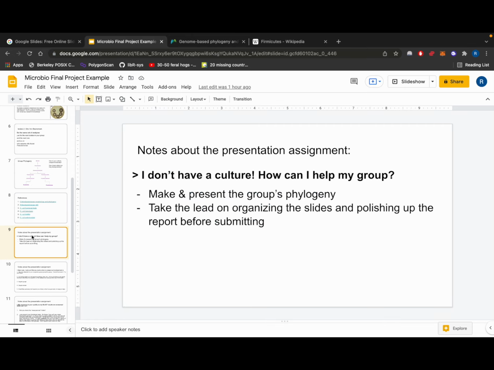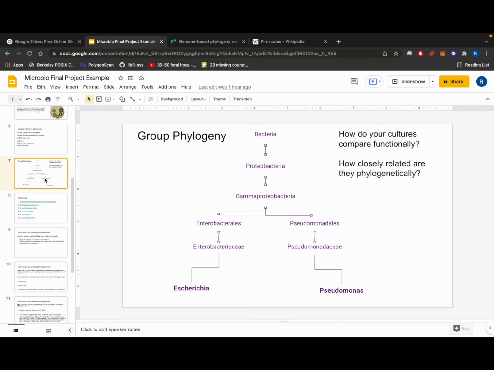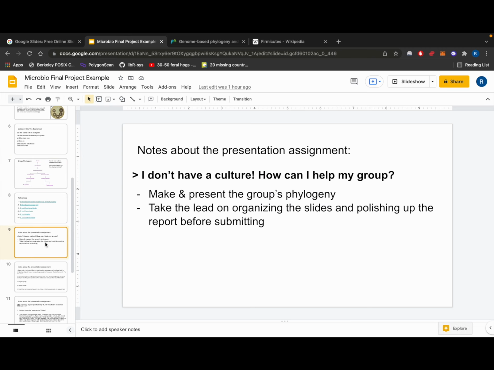So FAQs: if you don't have a culture, remember, you should take this on. Also, organizing your materials for your group and polishing up the presentation, dealing with the logistics of it, could also be helpful. In general, it's okay if you made mistakes at some point and you don't have a culture, or got sick, whatever. Just don't leave your group hanging.